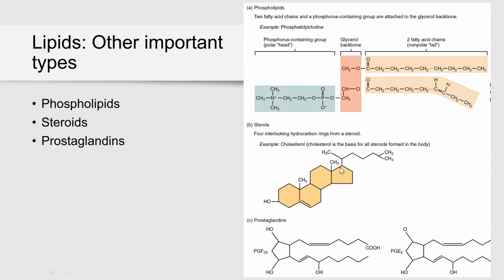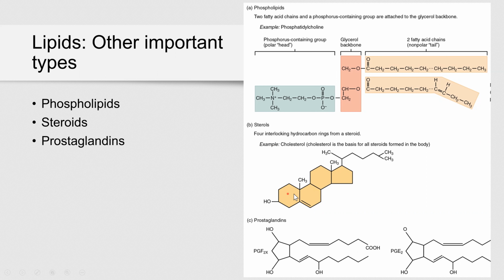We do have another type of lipids. Remember I told you it's a pretty diverse group of organic molecules. For example, we have what is called phospholipids. You see glycerol again, and instead of three fatty acids, you have only two. One fatty acid is replaced by a phosphate group. That's why it's phospholipids. Those are important for your cell membrane. The membrane surrounding each cell in your body is made mostly of phospholipids.